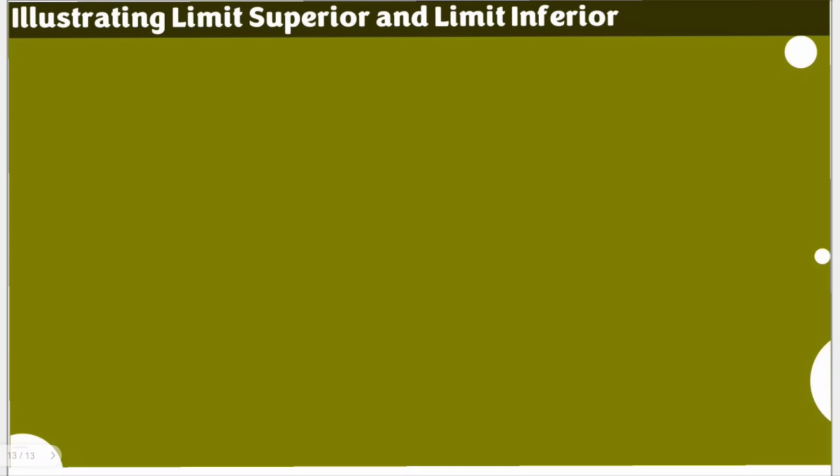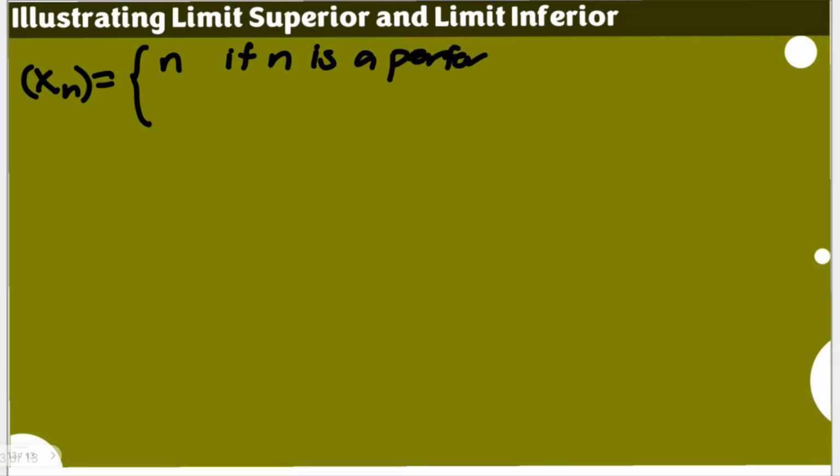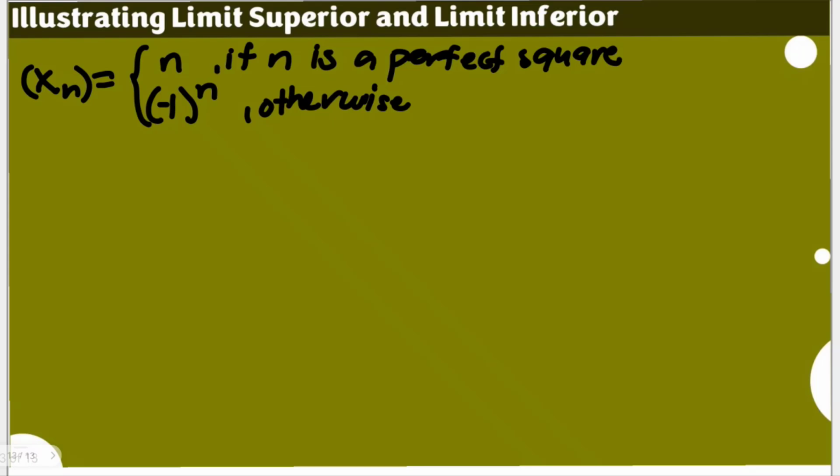Let's have one last example in illustrating limit superior and limit inferior. For this, let's have a piecewise function that will indicate our given sequence. What if it's in this form? n if n is a perfect square, my bad, it should be n if it's a perfect square, then this expression otherwise. Okay? So let's have this piecewise function to indicate our sequence.